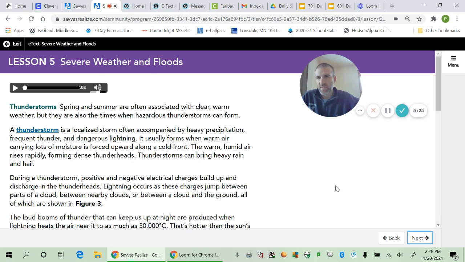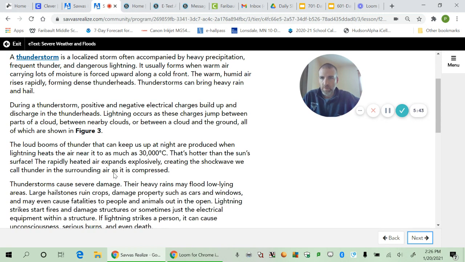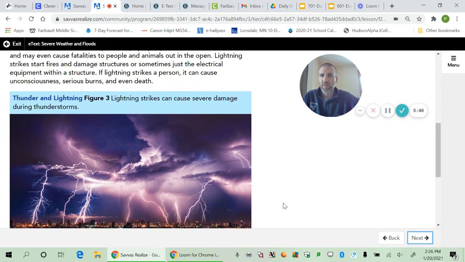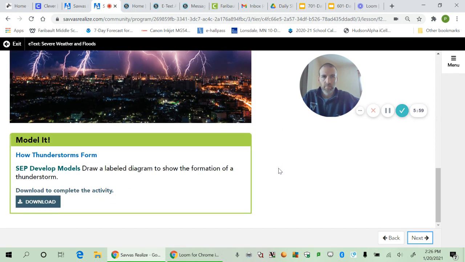Our next slide focuses on thunderstorms, and it talks about the actual definition of what is a thunderstorm, and common things that are found with it. As you read through this page, make sure that you are looking at the pictures if you're using your textbook, and reading the descriptions below those. It does talk about figure 3 lightning strikes, which are something that can cause a lot of damage during thunderstorms. But there's no questions on this slide, so we'll continue on.